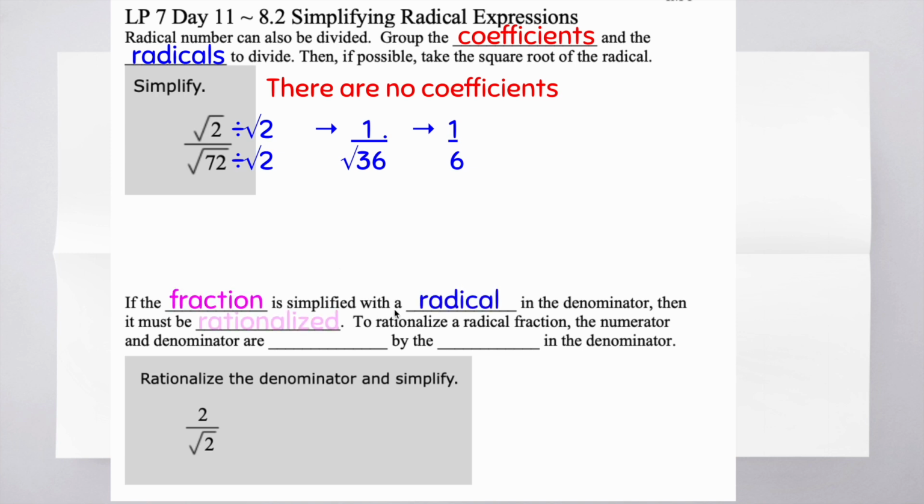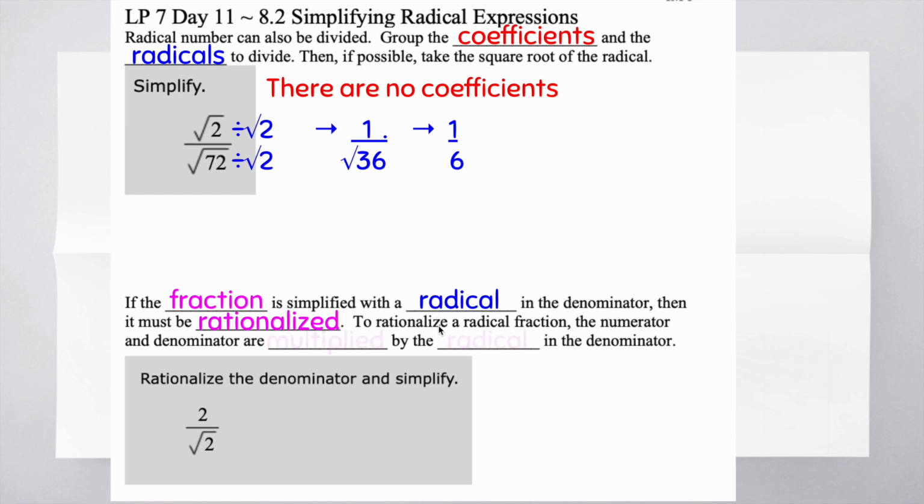On this one, if the fraction is simplified with a radical in the denominator, then it must be rationalized. In this case, there is nothing for me to do as far as the division goes. It's 2 divided by the square root of 2. I can't actually do 2 divided by 2. One's a constant number and one is a radical number. They cannot be divided. They're not like terms, okay?